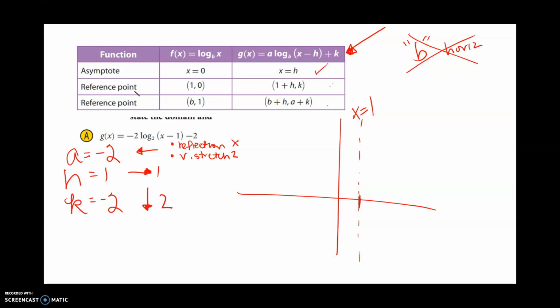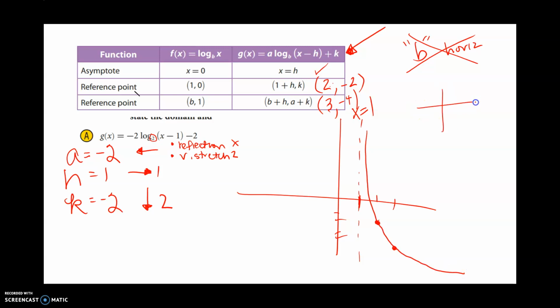So let's do our reference points. 1 plus h is 2. K is -2. B, which in this case is 2, right? Or B is 2. B plus h is 3. And then a plus k is -4. All right, so 2 is -2. 3 is -4. So what this graph looks like is this.